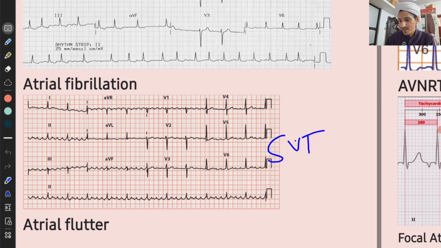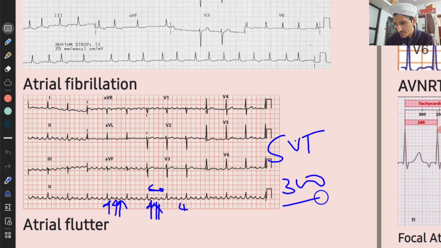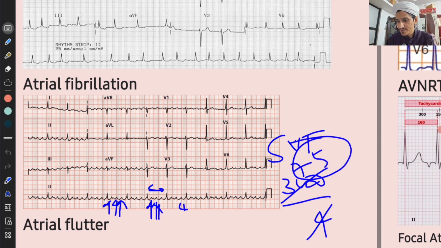But you can see here there are many P waves in between. These are P waves. And the rate, if you calculate in between these two, they are approximately 4 big square boxes, 300 by 4. If you calculate, 4 7s are 28 and 4 5s are 75, approximately 75 beats per minute if you calculate like this.